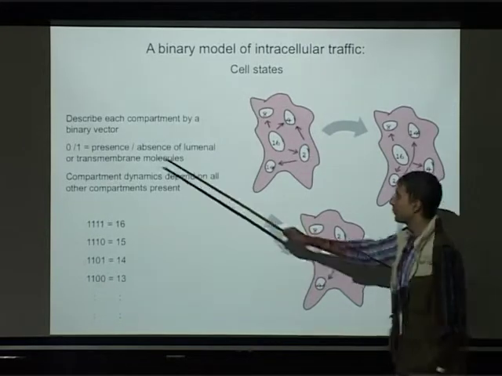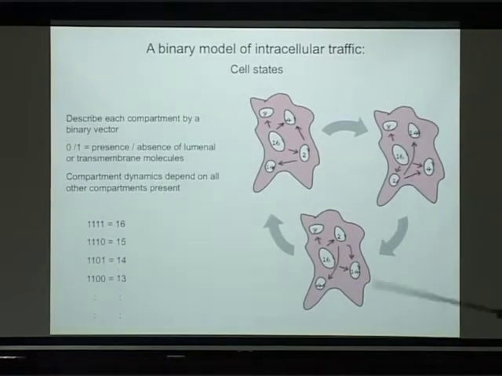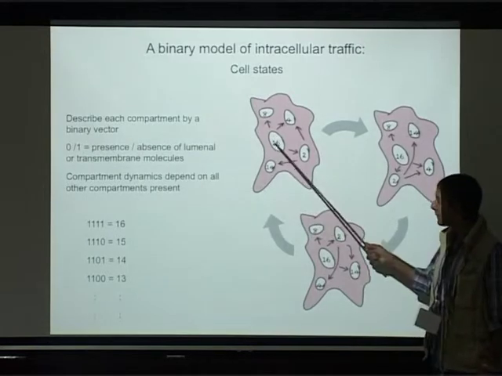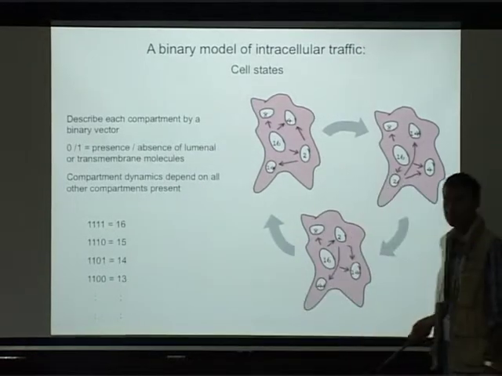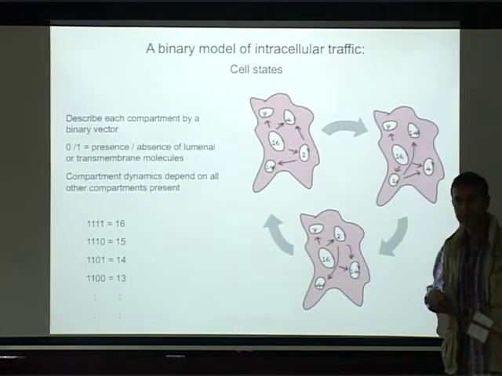Every compartment I'm going to describe by a vector of zeros and ones, saying that maybe there are, in this case, 4 different types of proteins in a cell. And every compartment can have some subset of those 4 proteins, or it might have all of them. So every compartment now becomes a binary vector.